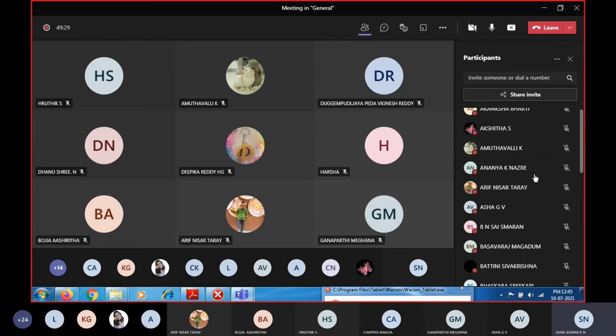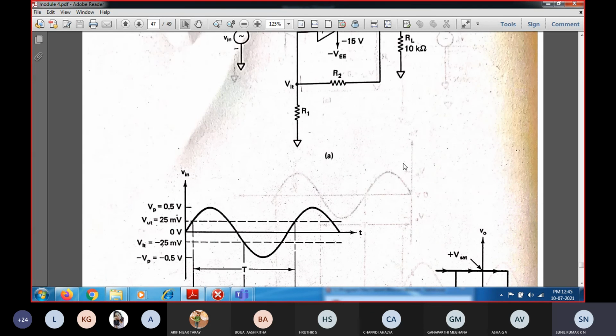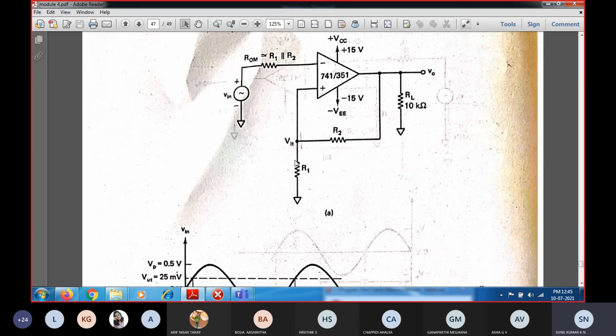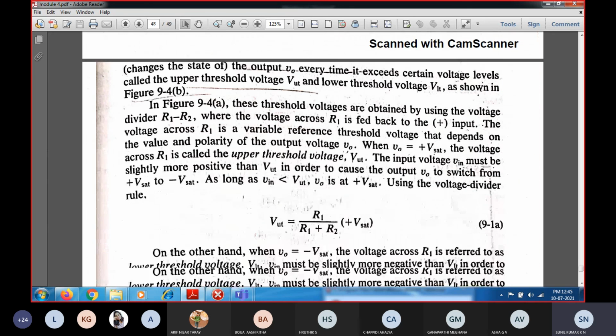If you consider the upper trigger point voltage as well as the lower trigger point voltage, it is going to be the voltage across R1. So V0 into R1 divided by R1 plus R2 is the voltage used to find the upper trigger point as well as the lower trigger point. The only thing is that you have a plus and a minus for the positive upper trigger point voltage and the negative trigger point voltage respectively.